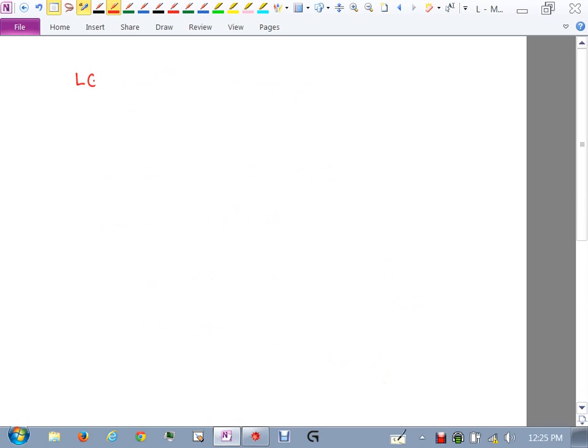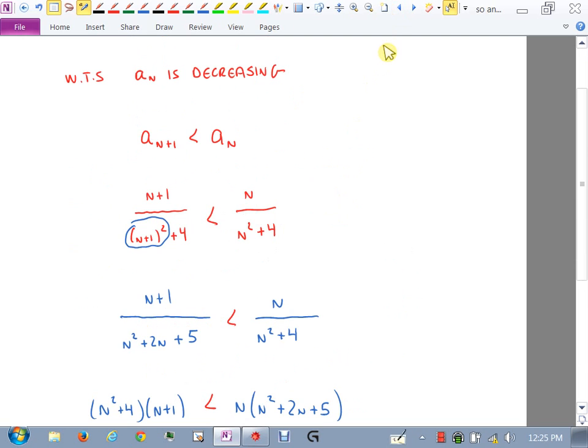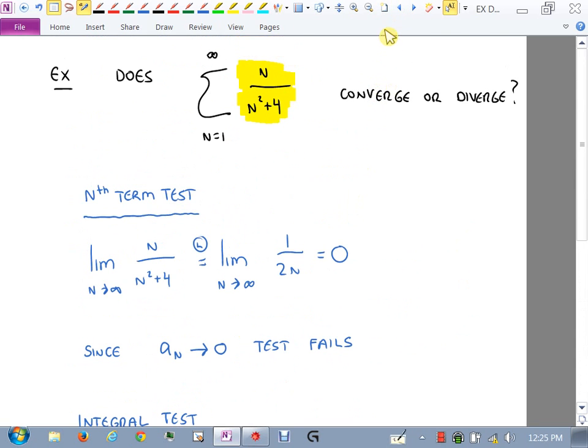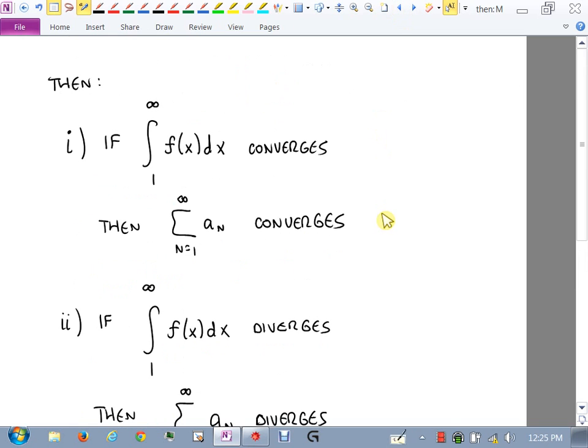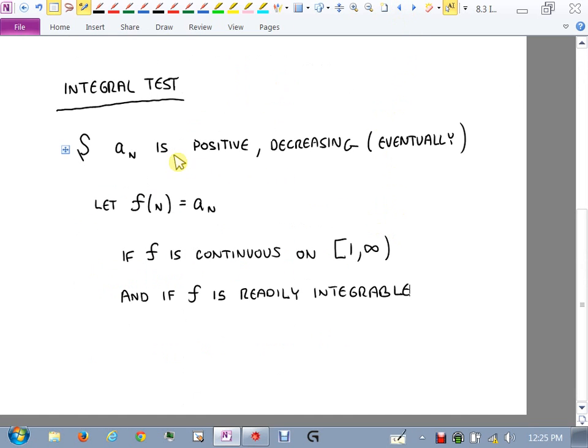Let's let f sub n equal n over n squared plus 4. I'll go back to our positive decreasing eventually sequence. We had that. I'm now defining my function to be the sequence. I want to check that it's a continuous function on the interval, and it's readily integrable, meaning you're going to be able to integrate it.